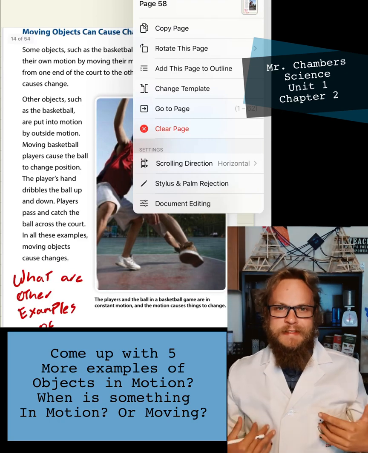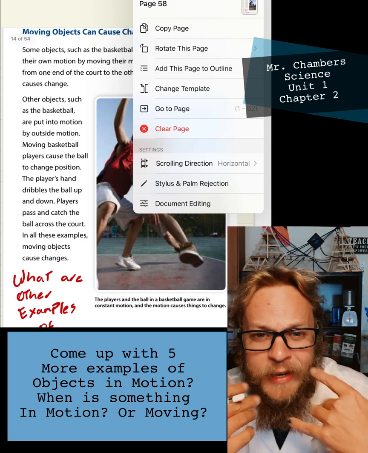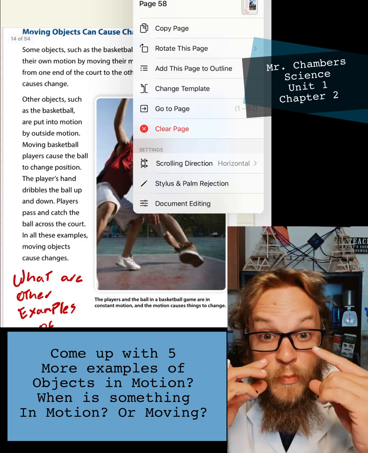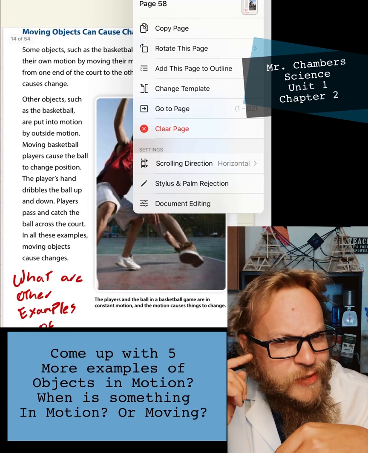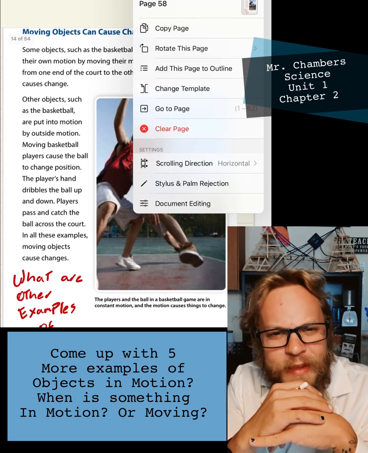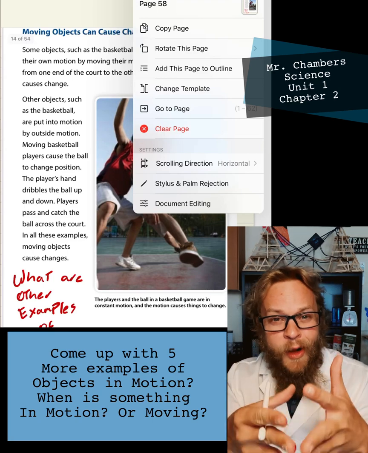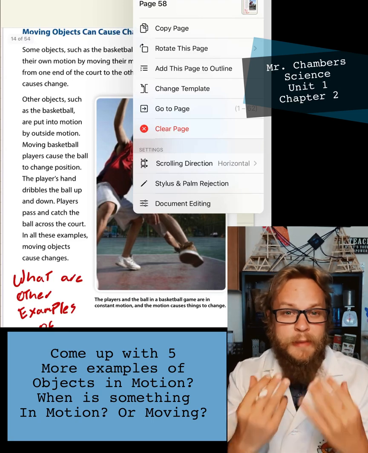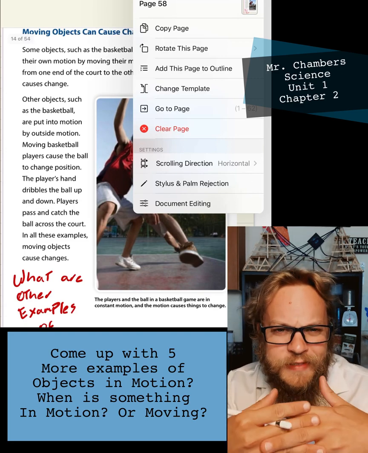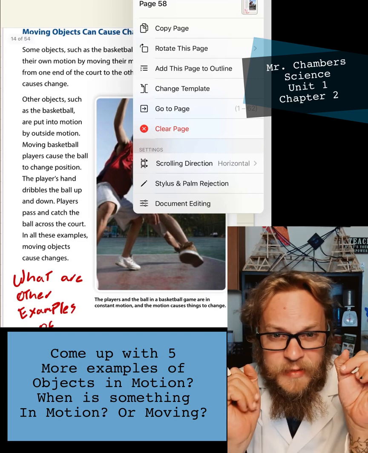I'm seeing motion myself as I'm recording into my camera and I'm watching my lips move. That's motion. It's moving. And it's also going to cause change. But we'll think about that later. My hands are always in constant motion as I'm trying to communicate and reach out through the screen to help us further our education. It's motion.